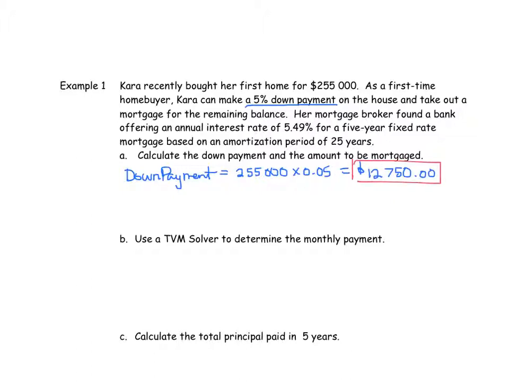Okay, so it says calculate the down payment and the amount to be mortgaged. So everything else would be mortgaged. In other words, everything besides the down payment. So her mortgage amount would be $255,000 minus $12,750. So the amount that she's actually going to borrow in her mortgage is $242,250.